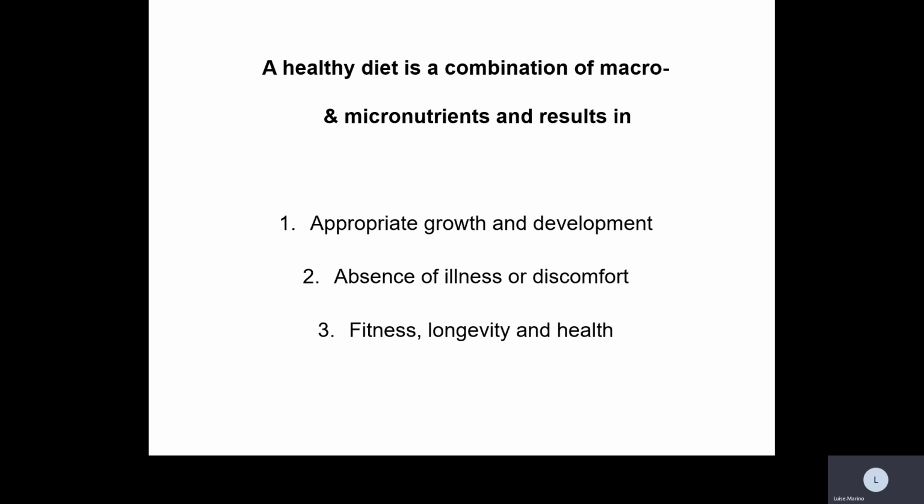So obviously a healthy diet is a combination of macro and micronutrients, and it results in appropriate growth and development, particularly for children. It results in the absence of illness or discomfort. If you have too little or too much of something, then both under and overnutrition can result in illness and discomfort. And it also results in fitness, longevity and health. If you have a diet that is inadequate in terms of macro and micronutrients, this impacts on both short and long-term health.